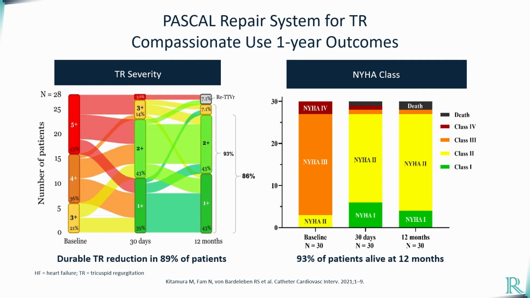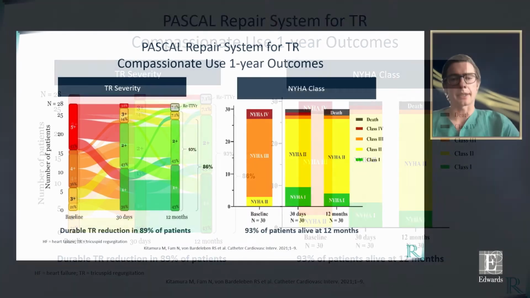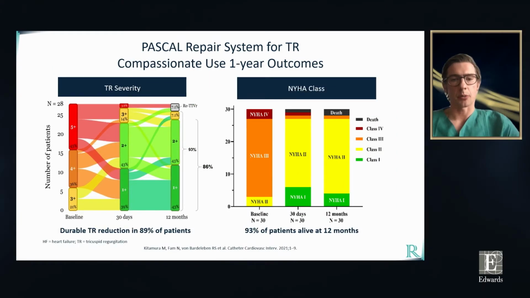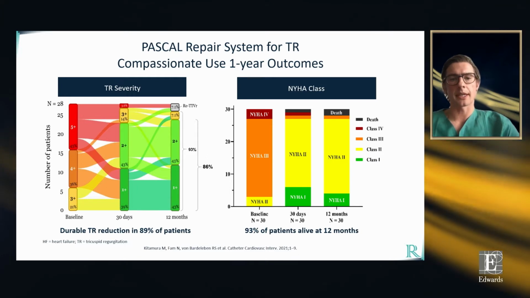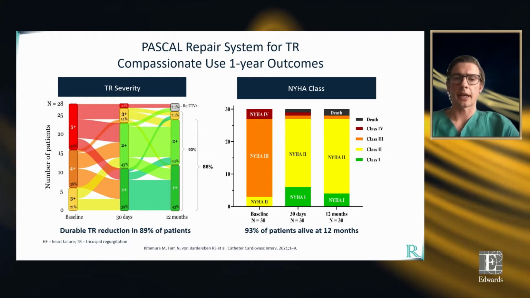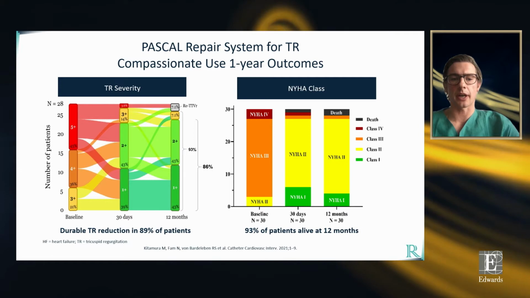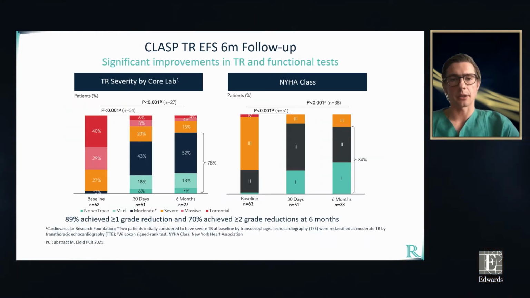And you can see that even after 12 months, and please consider that this was really the very early experience with not a lot of learning so far, even there, at 1 year, 86% of patients had an acceptable reduction in tricuspid regurgitation. And this is always important when we treat TR: the question, is it beneficial for the patients? And you can see a clear reduction in NYHA class in these patients.